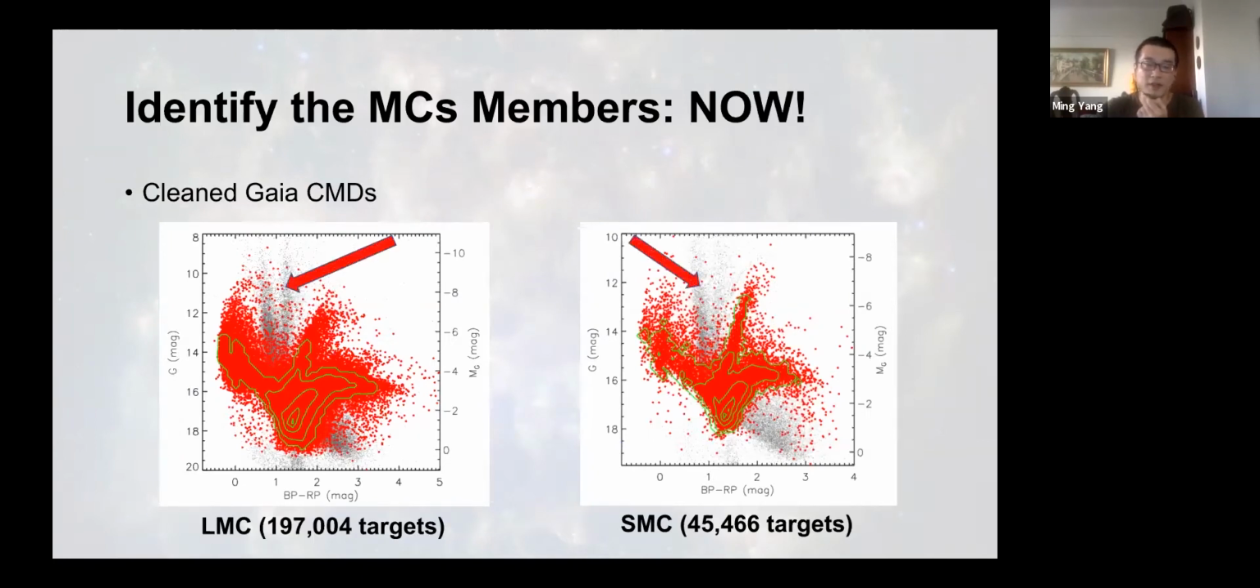After identifying the members of the Magellanic Clouds, when we plot the color magnitude diagrams, you can see that a large amount of foreground contamination has been removed. Look at the middle of the CMDs, this bunch of foreground contamination is removed. So in total, we approximately have around 200,000 targets in the LMC and 45,000 targets in the SMC, sorry.